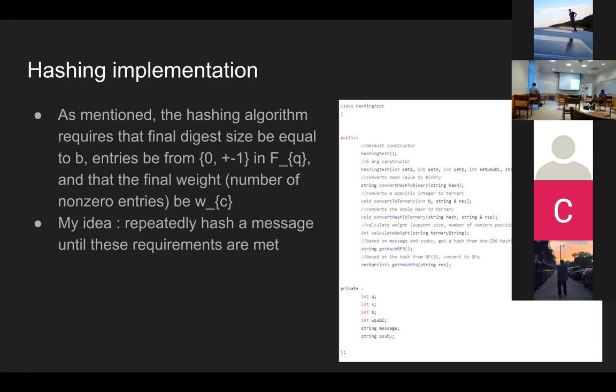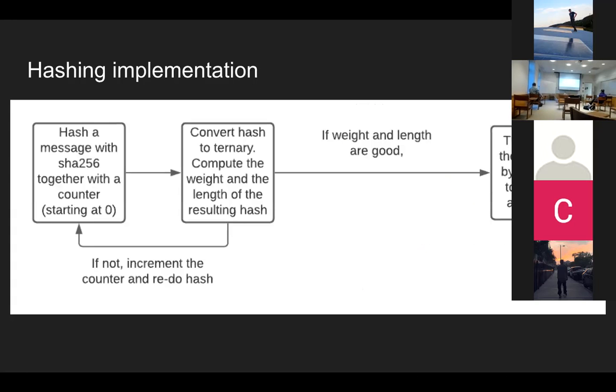So the idea that I came up with is to repeatedly hash a message until these requirements are met. We start by hashing a message with the SHA-256 algorithm together with a counter, starting at 0. I then convert the hash to ternary, which is 0, 1, and 2, and I compute the weight and the length of the resulting hash. If the weight and the length meet the desired parameters, then we output the hash by sending 0 to 0, 1 to 1, and 2 to -1 in F sub q. But if that doesn't work, it'll just increment the counter and redo the hash. That should keep going until you finally get a hash with the desired properties for the algorithm.